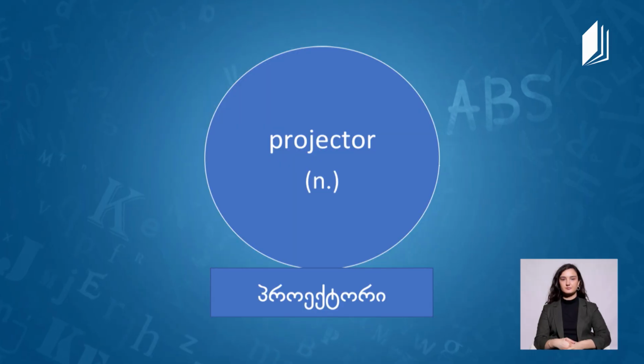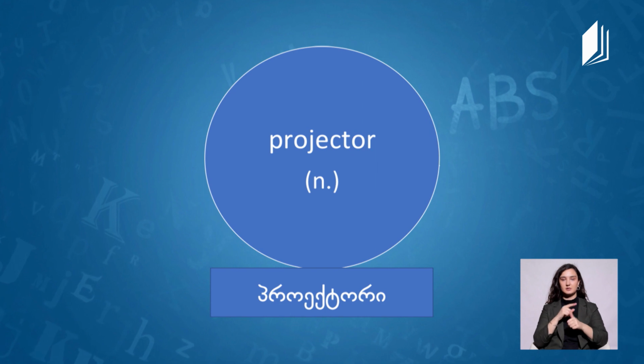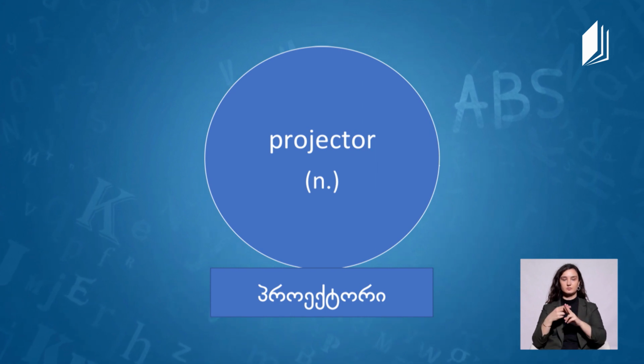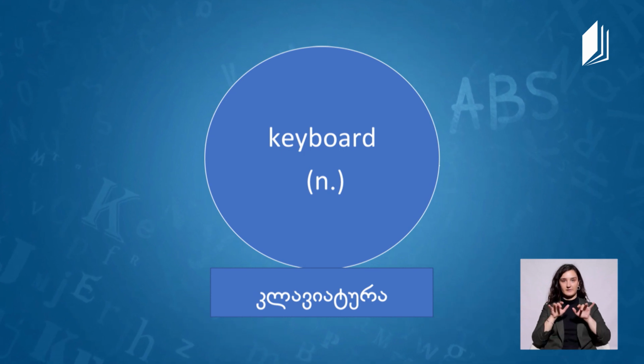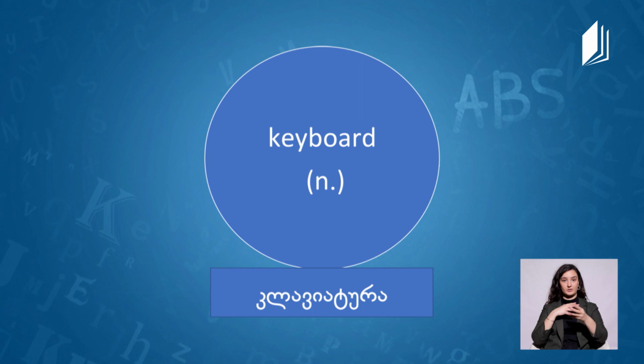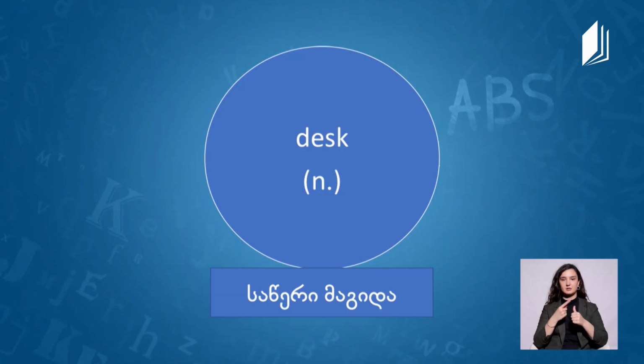So for our first word of the lesson, we have projector. Noun. Projector. Together, projector. And next, we have keyboard. Noun. Keyboard. Together, keyboard. And after that, we have desk. Noun. Desk.